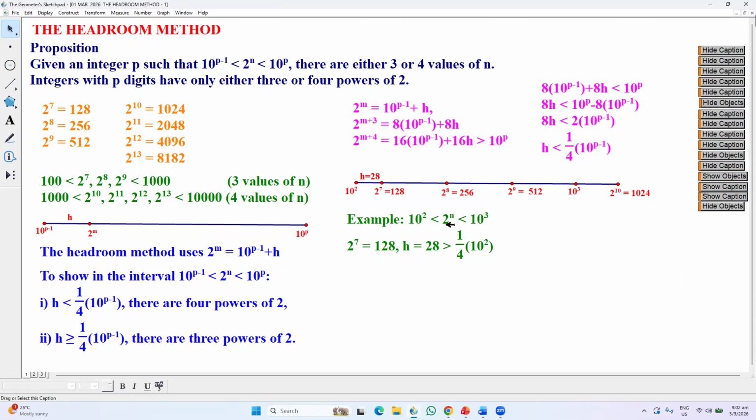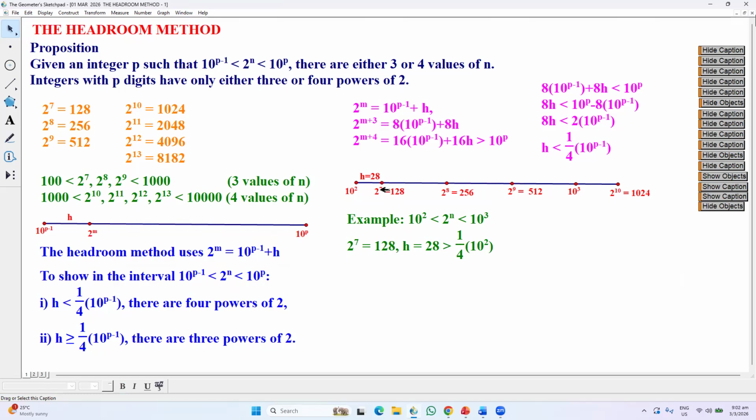Okay, when 2 power n is between 100 and 1000, the first power is 2 power 7, which is 128. So the headroom is 28, which is more than a quarter of 100. So it's the second condition.